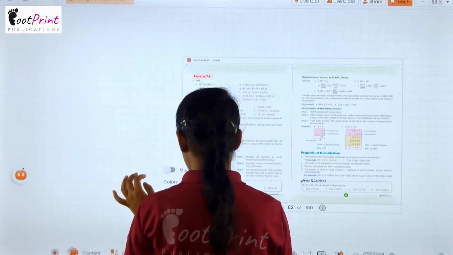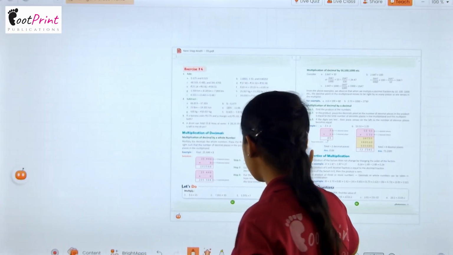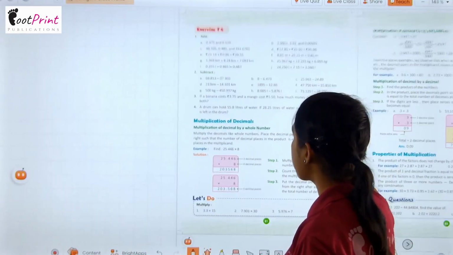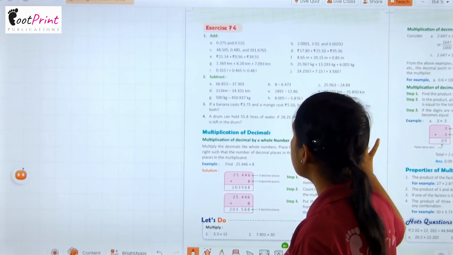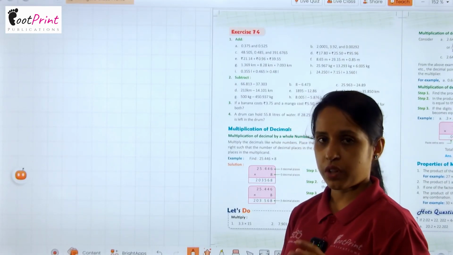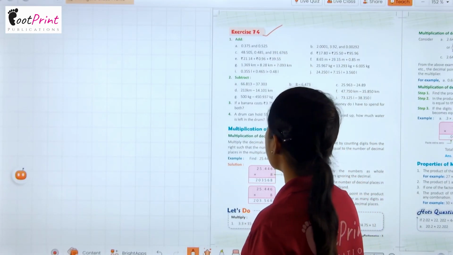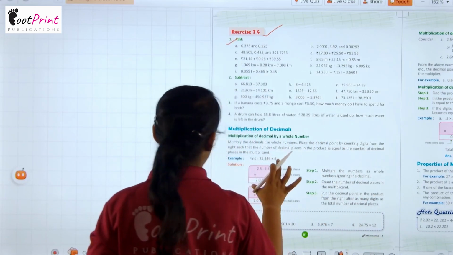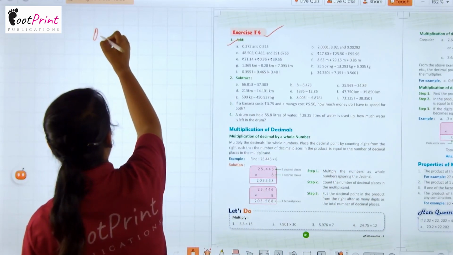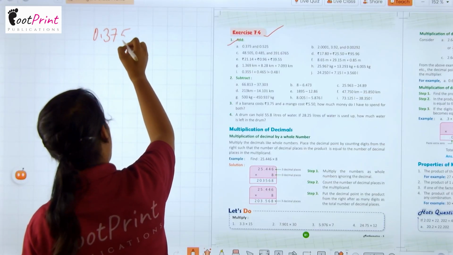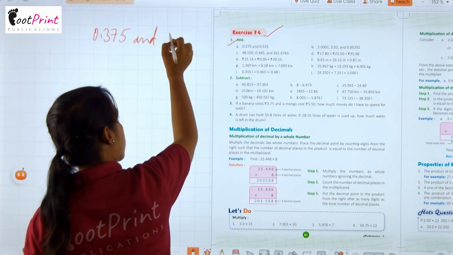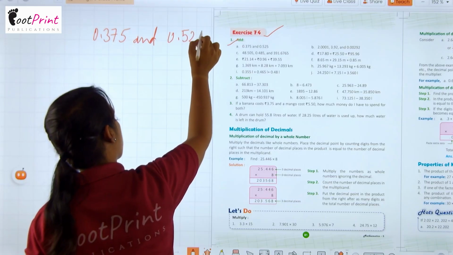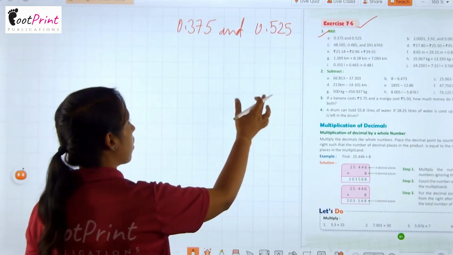We learned how to add and subtract the decimal numbers. Now on the basis of this concept we will solve our exercise 7.4. So the first question is here: add, and the option is 0.375 and 0.525. So first we write their places.